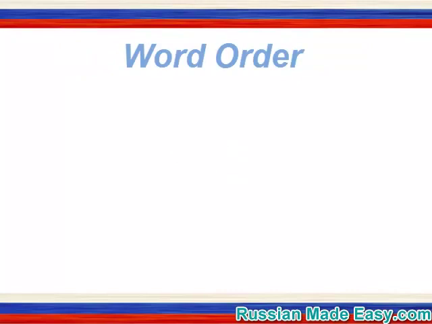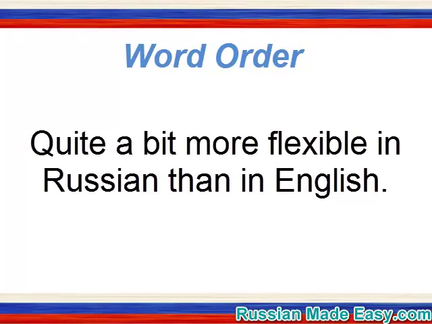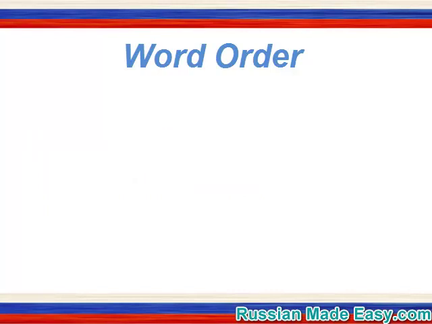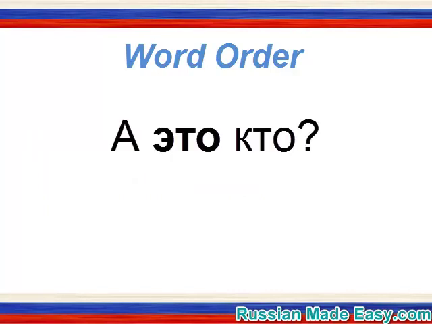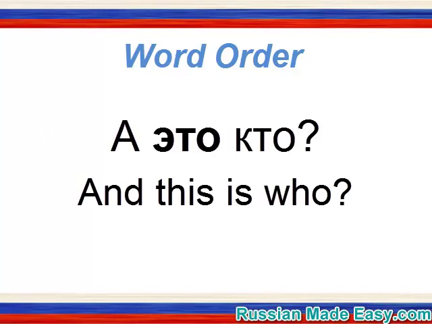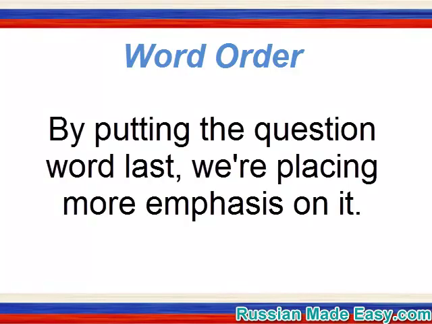This is a good point to talk about word order, which is quite a bit more flexible in Russian than it is in English. For example, we might have phrased that last question this way. А это кто? And this is who. By putting the question word last, we're placing more emphasis on it. Again, word order is one of the things I'll be pointing out as we go.